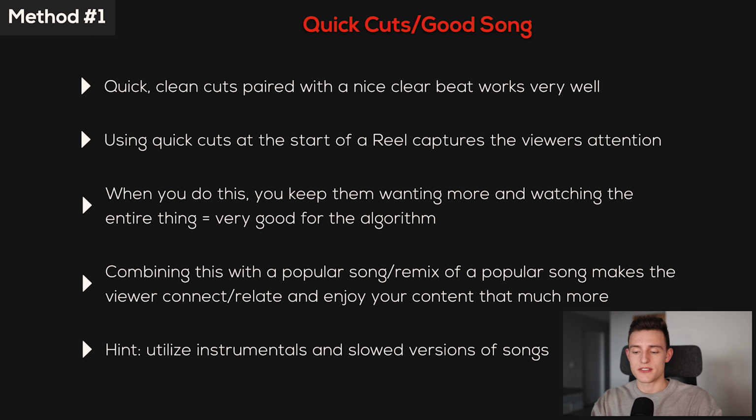Also, a hint is utilize instrumentals and slowed versions of songs. These are super trendy. People love to hear slowed versions. Look up the slowed version of your song on YouTube. There will be a slowed version on YouTube. There's millions of those things on there, and people just love to listen to those. And if you incorporate that into your Instagram Reel, it has a lot more potential to do well.